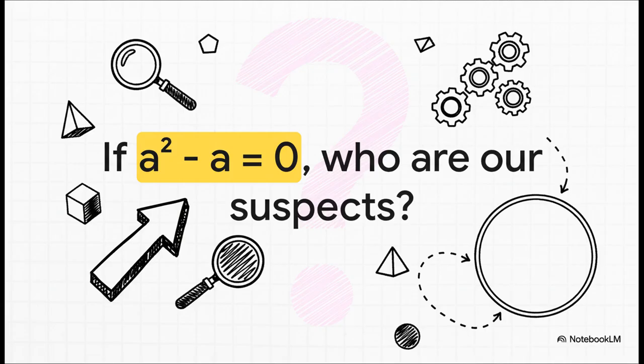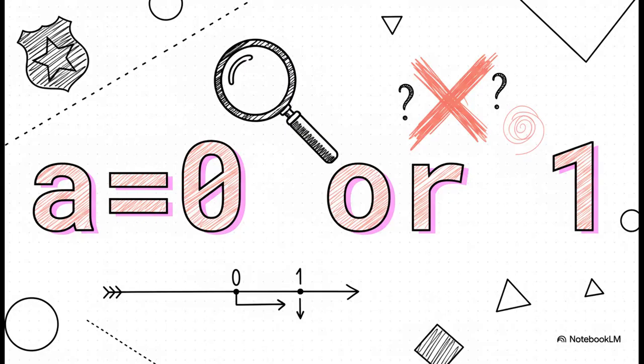We've gone from this wide-open mystery to a very, very specific question. What values of A actually make this equation true? And just like that, we have our suspects. A could be 0 or A could be 1. One of them is our culprit, and the other one is just a clever decoy.